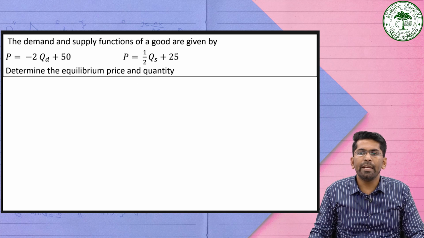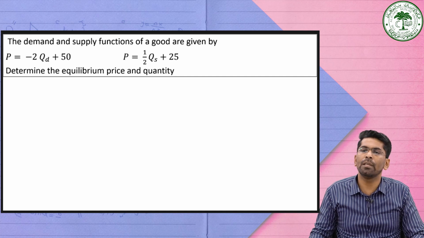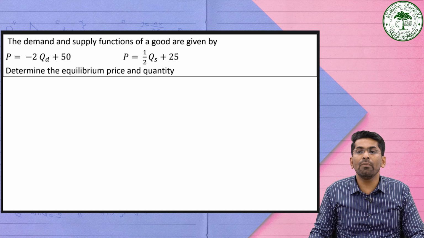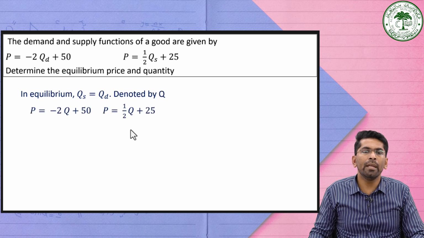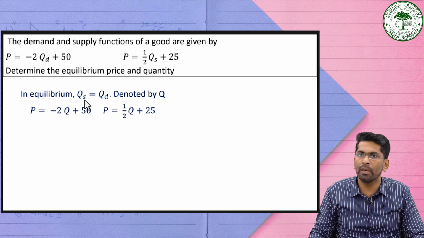So see here, it is possible to calculate these values using algebra, and in equilibrium, quantity demanded is equal to quantity supplied. If this common value is denoted, see here, in the equilibrium, quantity demanded is equal to quantity supplied. Therefore, we are assuming QD is equal to QS, which is also equal to Q. So we are going to substitute the Q term for both QD and QS.